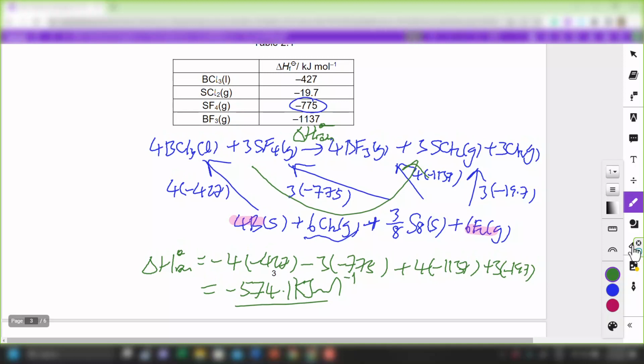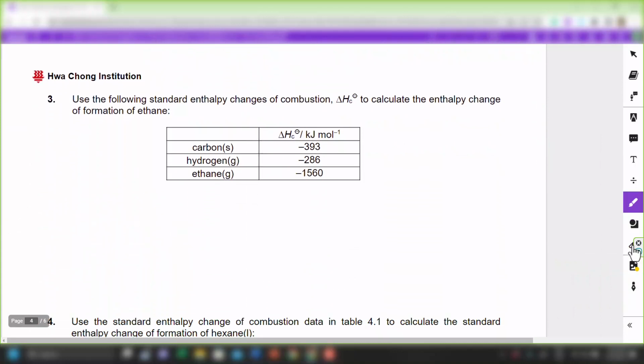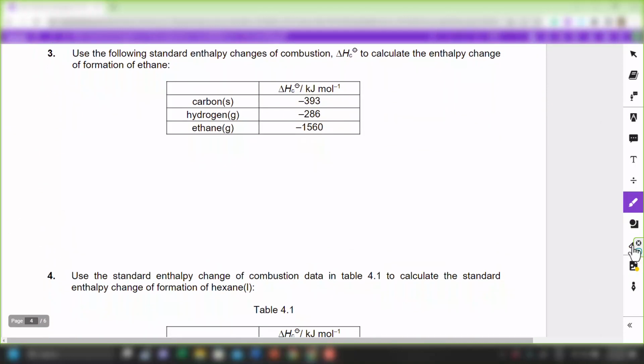And then again, double check your answer by ensuring that the coefficients are balanced, the material is balanced, and it's a closed loop. Then next I'm going to move on to drawing another cycle for question 3. You are required to use the following standard enthalpy change of combustion. Do take note of what is given to you. You are no longer given the enthalpy change of formation, you are given the enthalpy change of combustion. So you are given slightly different data to calculate the enthalpy change of formation for ethane.